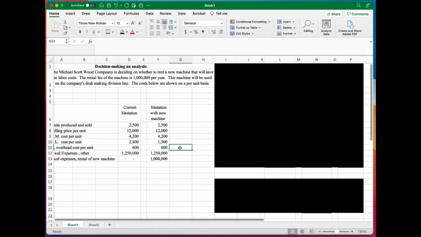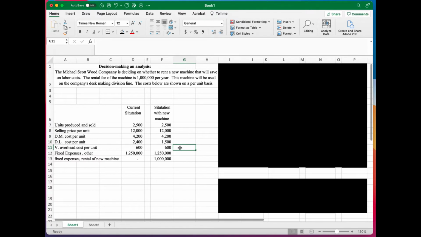We could see variable overhead cost per unit. It is $600 per unit. It does not change under alternative 1 or under alternative 2. It's the same cost. It's the same dollar amount. That means it is irrelevant.